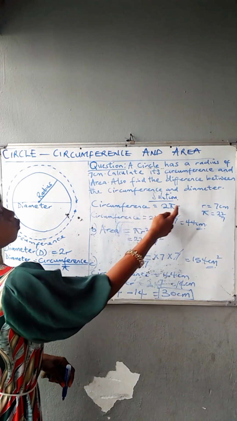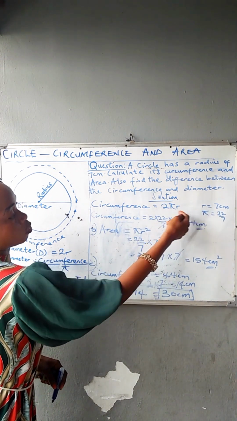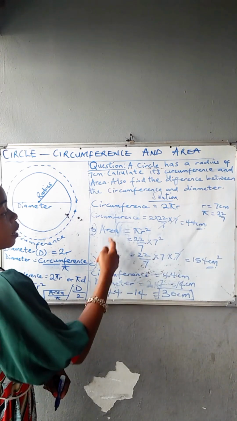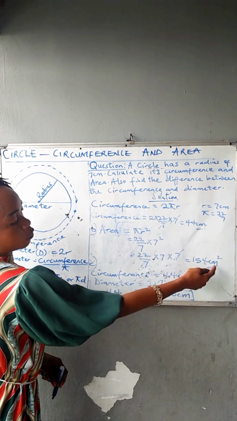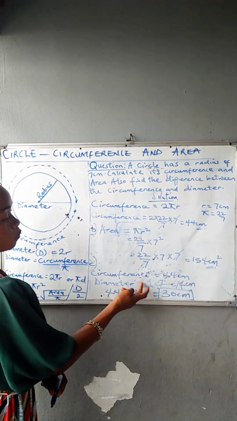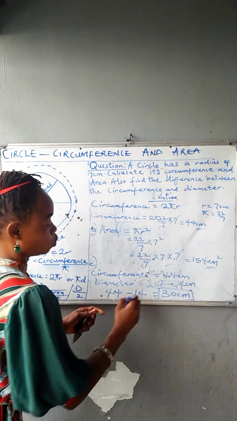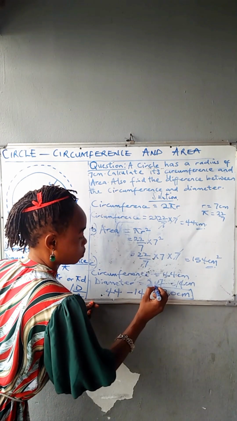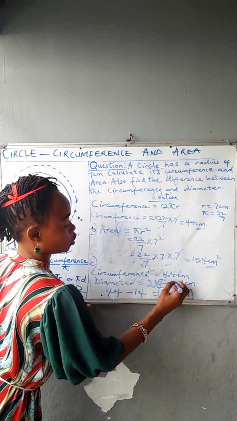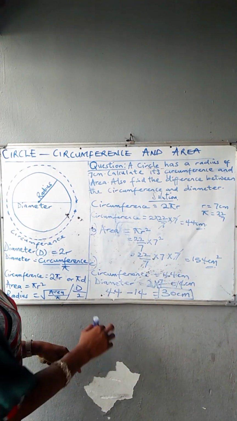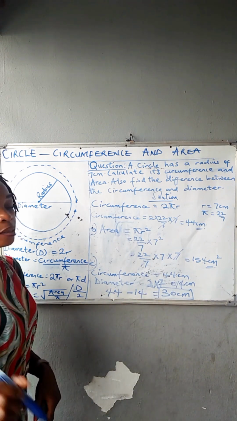The circumference is 2 pi r, and after substituting the values into it, we have 44 centimeters. Our area is pi r square. So after substituting and dividing through, we have 154 centimeters square. Now our circumference is 44 centimeters, and our diameter is 2r, which is 2 times 7, which is equal to 14 centimeters. And the difference, which is the last part of the question, 44 minus 14 will give us 30 centimeters.